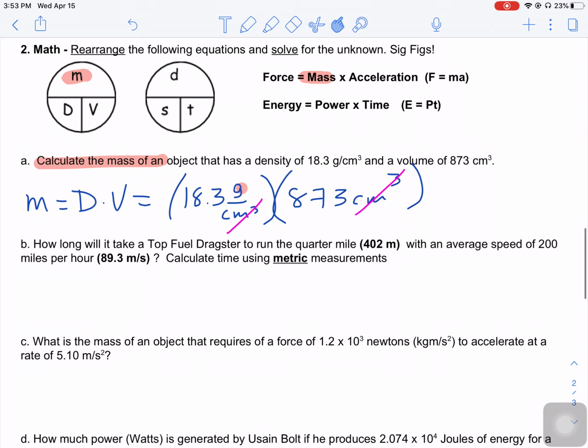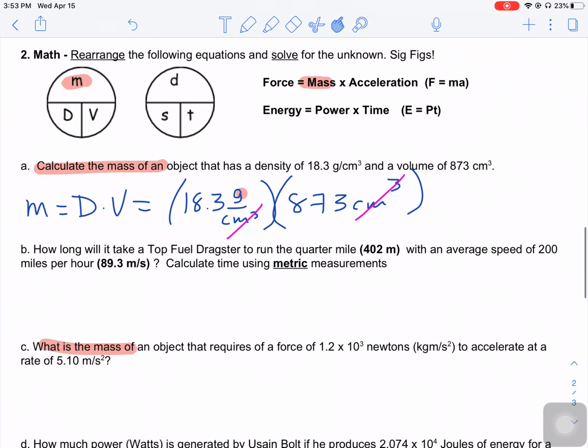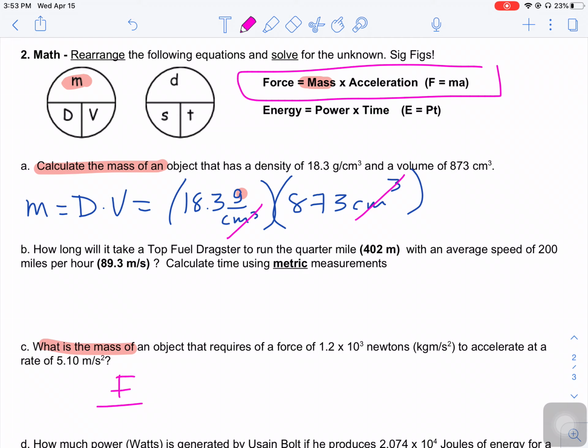All right, I'm not going to do letter B with you, but I am going to do letter C. What is the mass of an object that requires a force of 1.2 times 10 to the 3 newtons to accelerate it at a rate of 5.1 meters per second? So once again, we're going to go up and we're going to look for equations for mass. And in this case, I've got force and I've got acceleration. So if I rearrange this equation, F divided by A is equal to M. And my force is 1.2 times 10 to the 3 newtons, or 1,200.